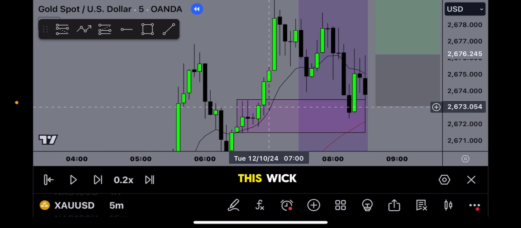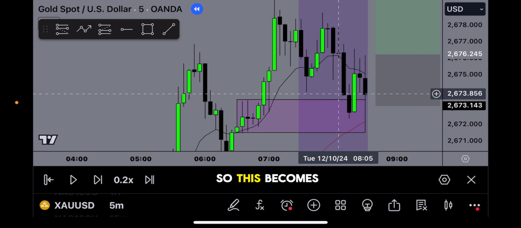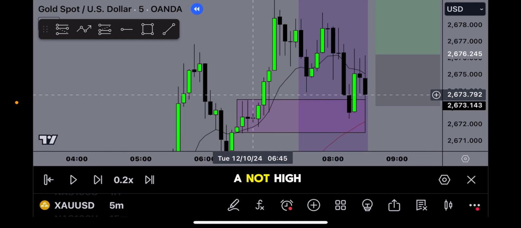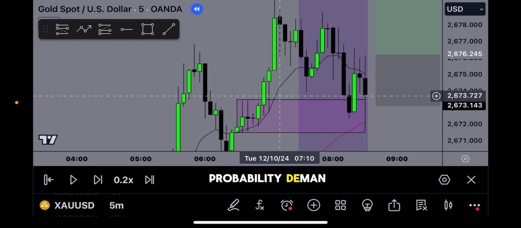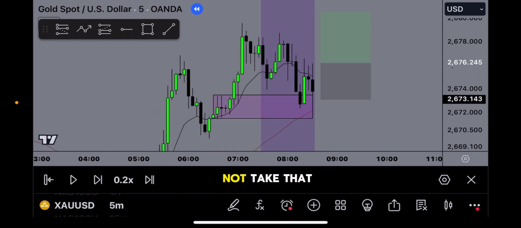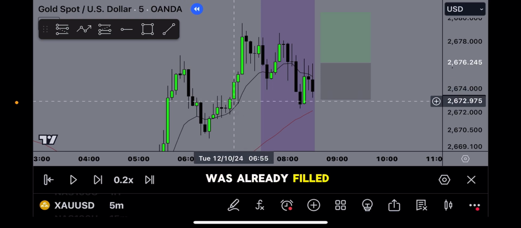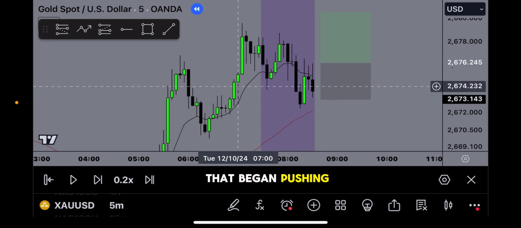just because this candle right here brought this wick, and that wick filled in the gap from this candle. So this becomes a not high probability demand setup, right? So that's why I did not take that demand setup, because it was not high probability, since the gap was already filled on the first candle that began pushing price aggressively up.